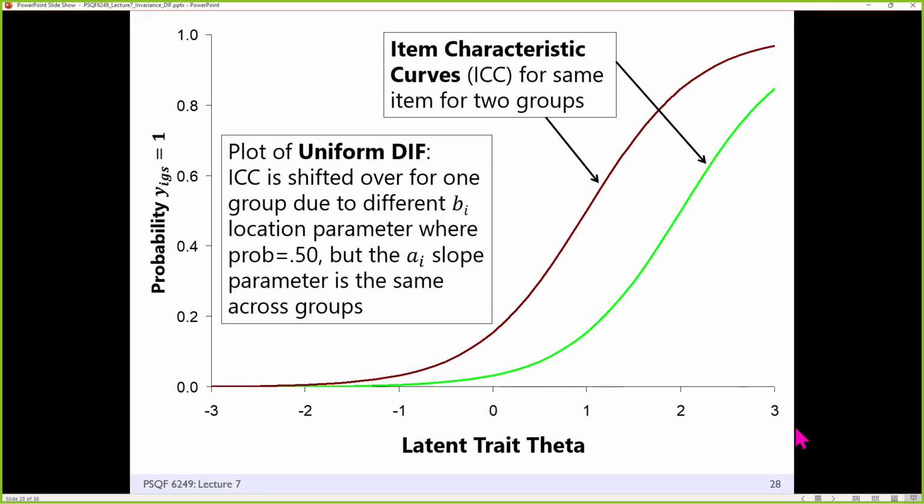So here's a picture showing uniform DIF. So I have the same item hypothetically across two different groups. In this case, where the item is located is shifted over for the green group. So for them, the probability of 0.5 is over here. It takes a theta of 2 to have a 50-50 shot at endorsing this item, whereas for the brown group, it only requires a theta of 1. So for whatever reason, this item is more difficult in a uniform DIF.